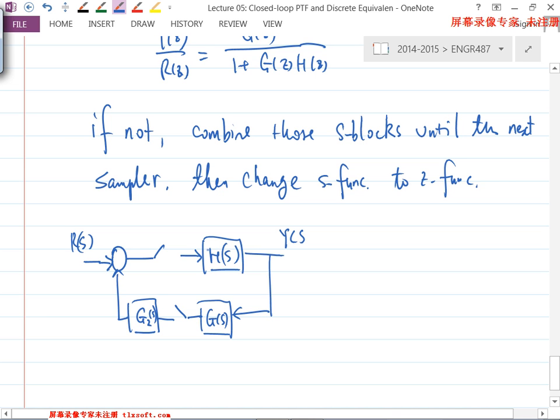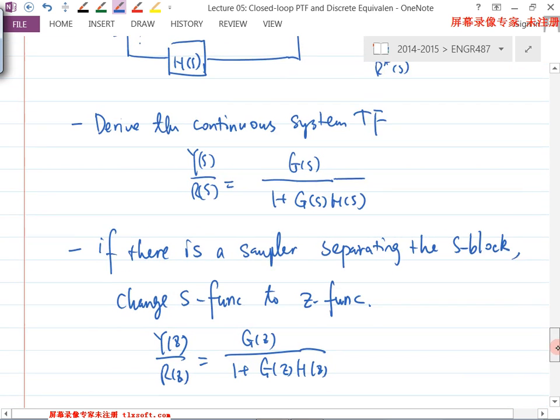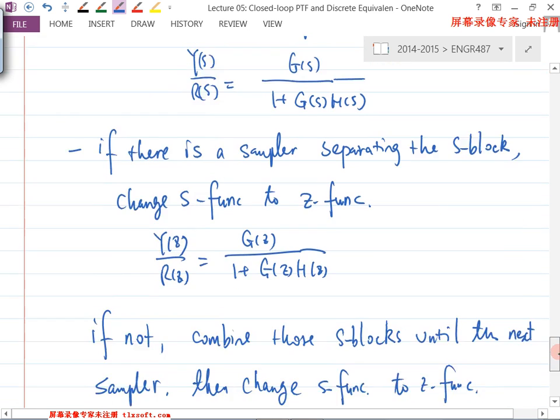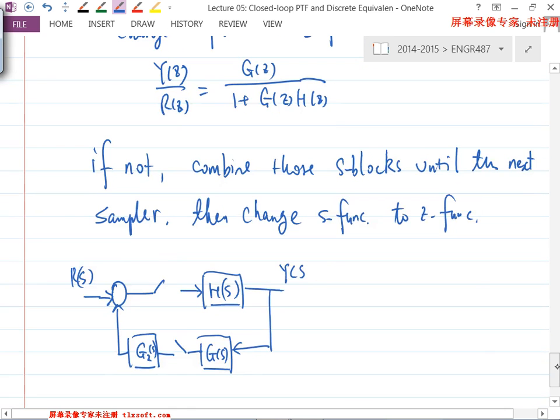Alright, so here is the closed loop sampled data system. What is the closed loop pulse transfer function for this one in here? Follow the steps. First derive the continuous one, and then observe the locations of the impulse sampler. Okay, so try it.